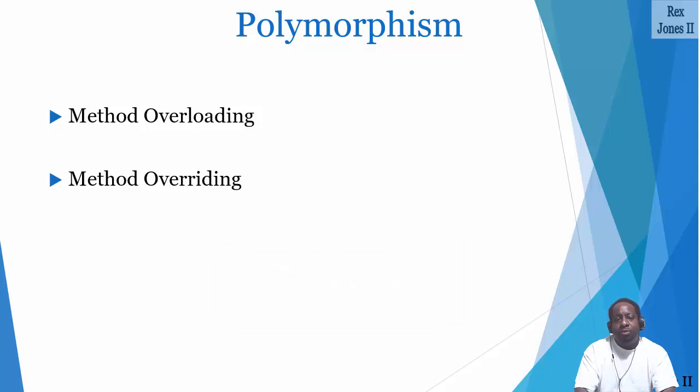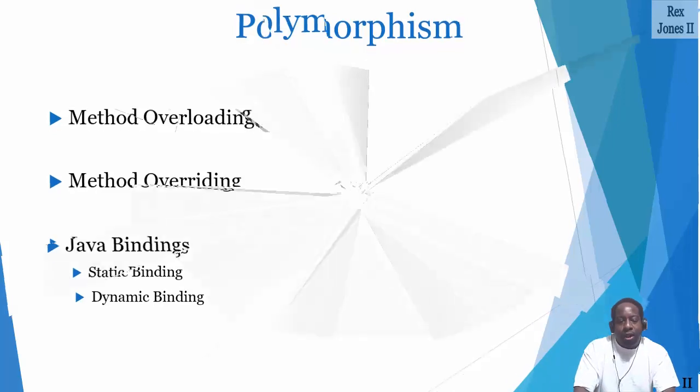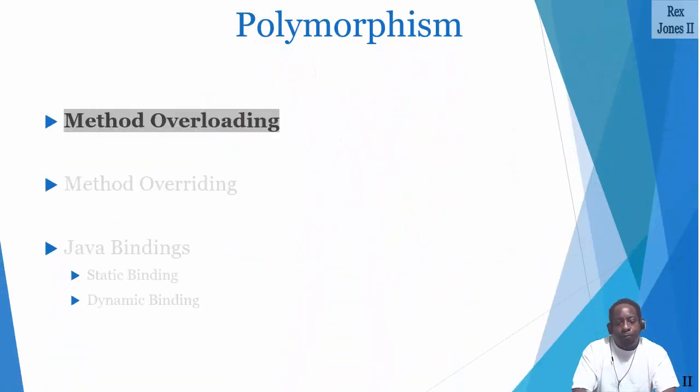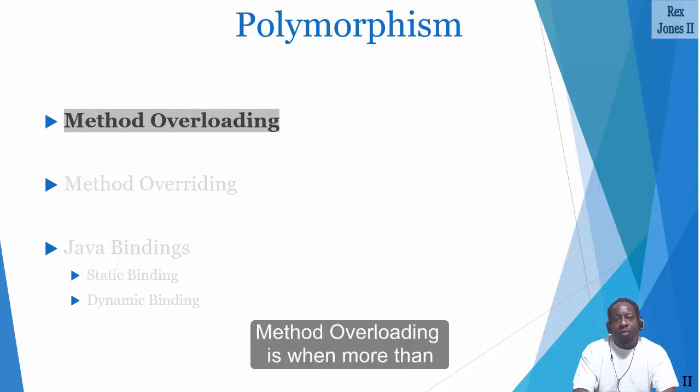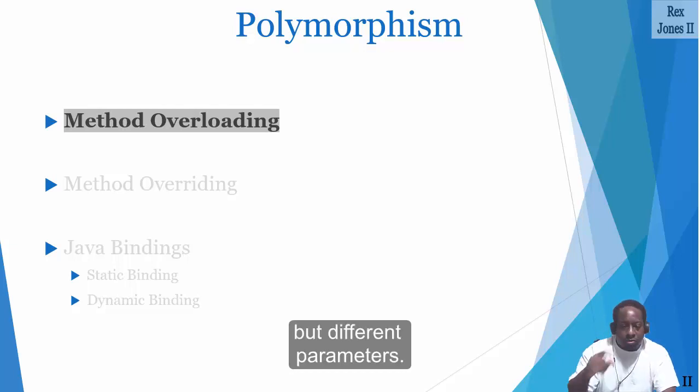In this polymorphism session, we will investigate method overloading, method overriding, and both Java bindings. Method overloading refers to static binding, while method overriding refers to dynamic binding. Let's start with method overloading. In Java, method overloading is when more than one method has the same name but different parameters.